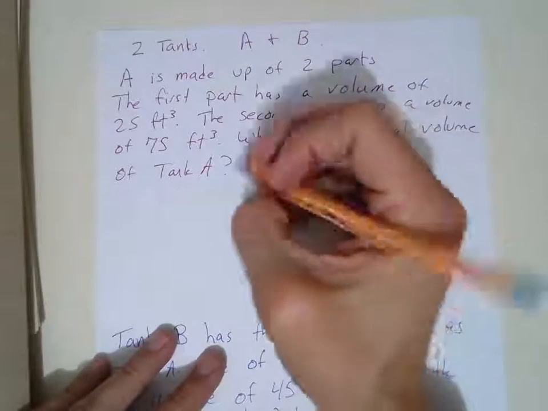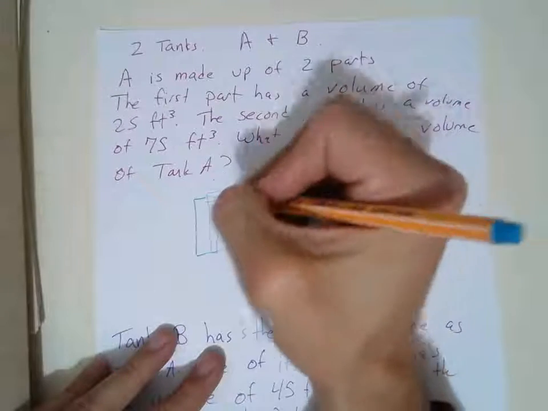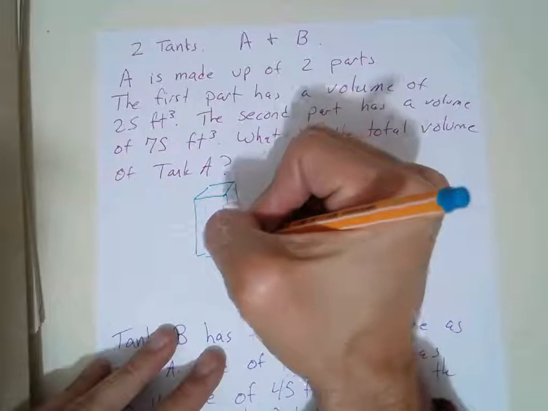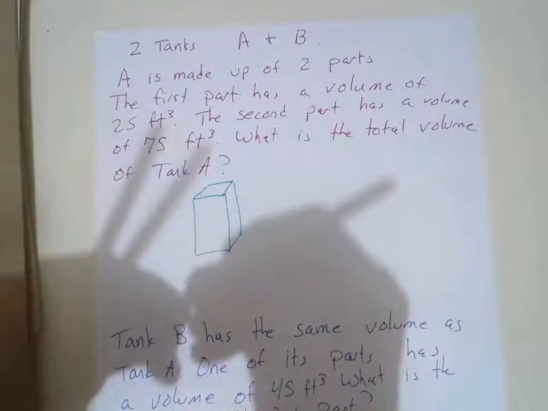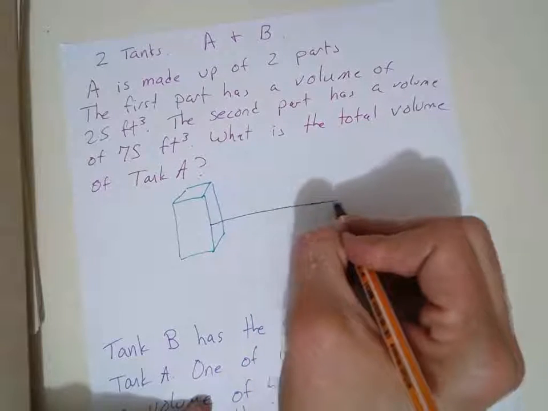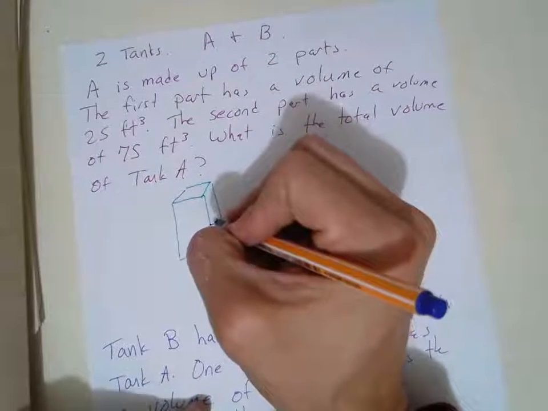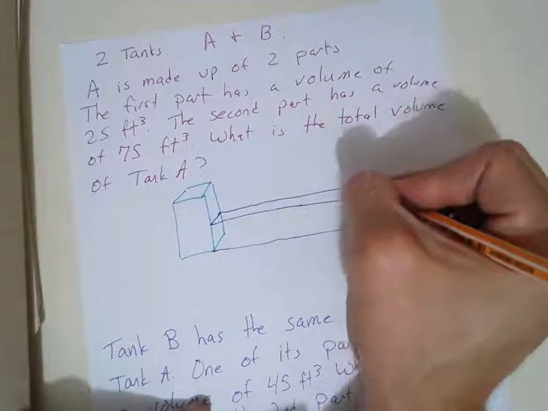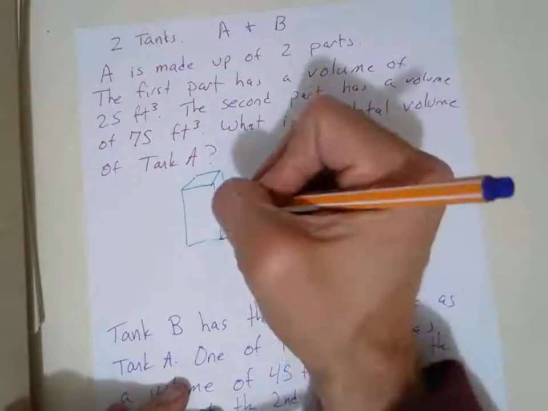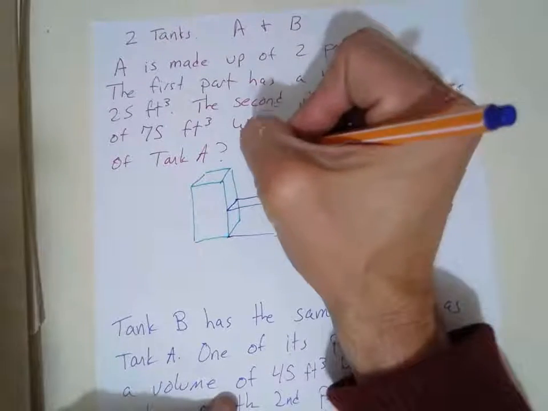So I could envision tank A as something like, let's see how well I can draw this. Yeah, that wasn't very good, but that's okay. Trying to draw out two right rectangular prisms. That would make sense here. Obviously that's going to be a little strange. I should have covered that up. But anyway, this is tank A. The whole thing is tank A.